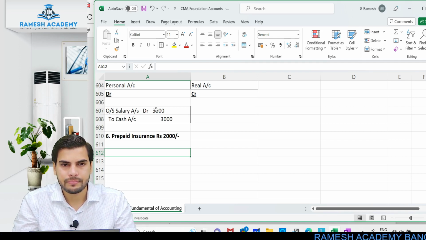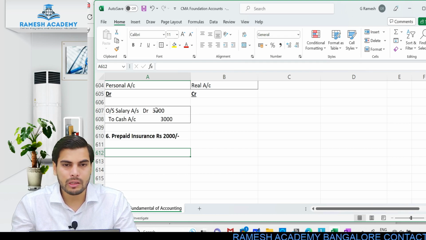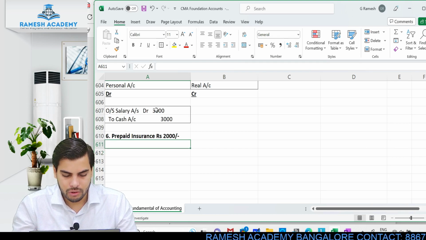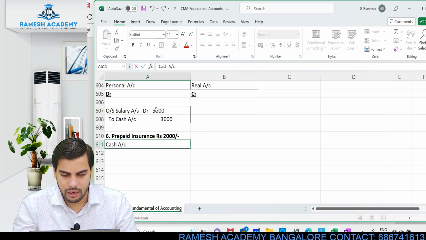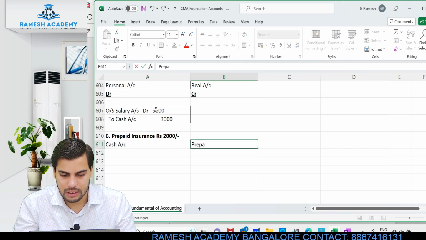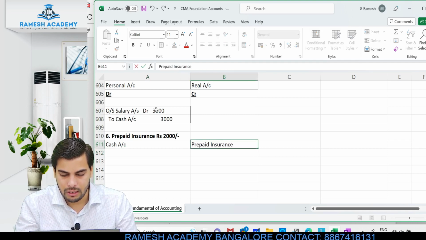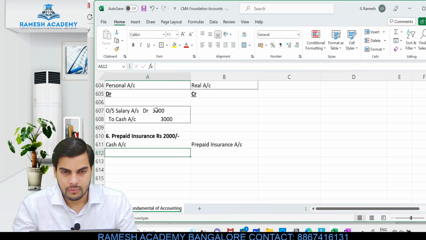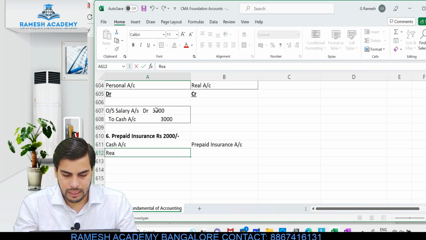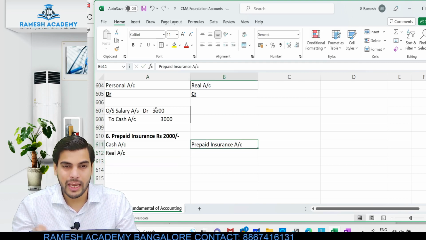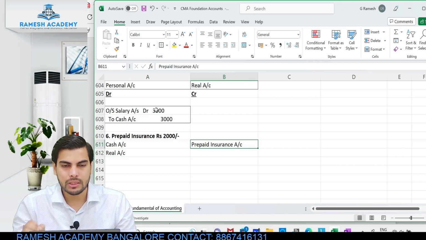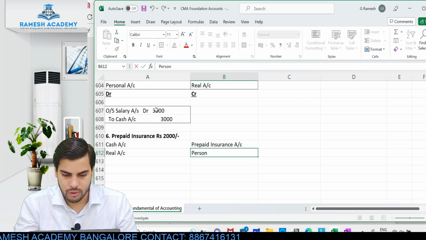Yes? What do you think? Is the cash involved or not? Don't you think the cash is involved because I'm paying something in advance, right? So the two accounts which will get affected over here are cash account and prepaid insurance account. Clear? So cash, you already know that this is real account. Any prepaid, any outstanding expenses are always personal account. So this would be personal account.